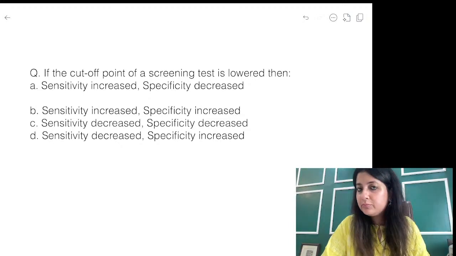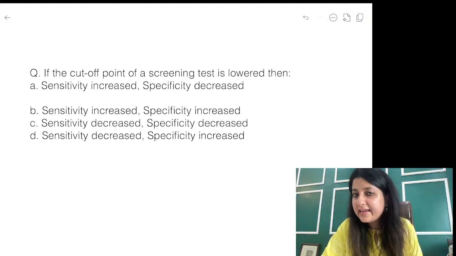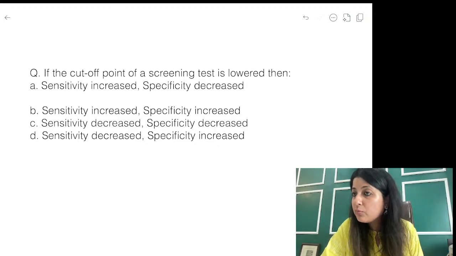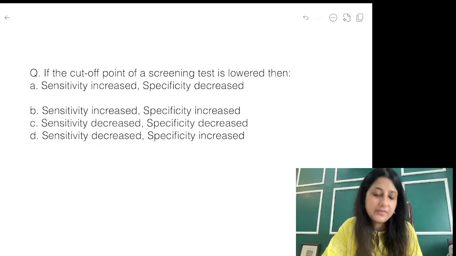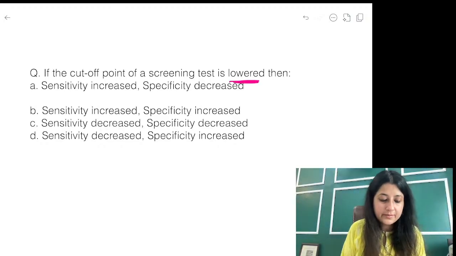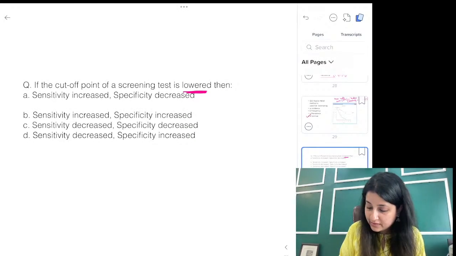Deciding cutoff means, you can have 120/80 as the cutoff, or 110 and 70 as the cutoff. So which one do you want to keep? The software will construct the ROC curve and give it to me. Okay, now if the cutoff of a screening test is lowered, what will happen? Let me explain this question quickly to all of you.